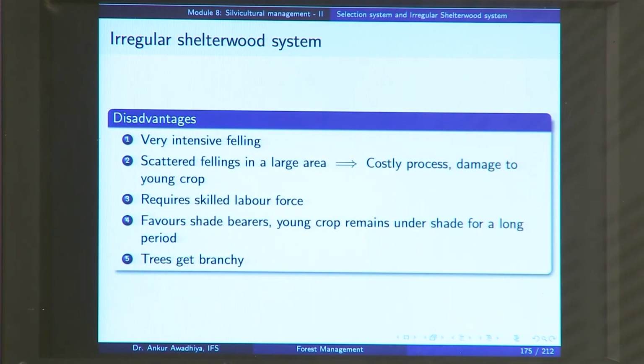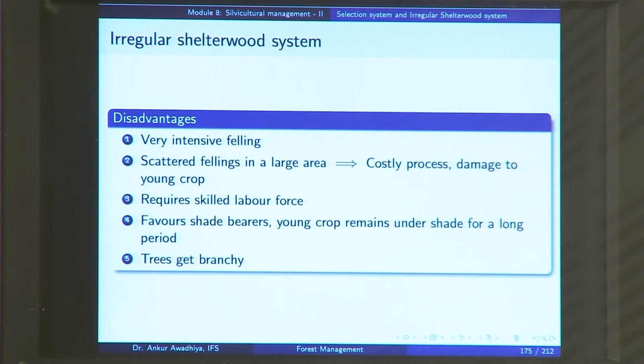However, there are also certain disadvantages. The first disadvantage is that it becomes a very confusing system. It is difficult to train your labor force, because now your labor force does not only have to be skilled enough to go to different areas, take GPS coordinates, take the diameter, take the height readings, but also they have to use different prescriptions in different areas.